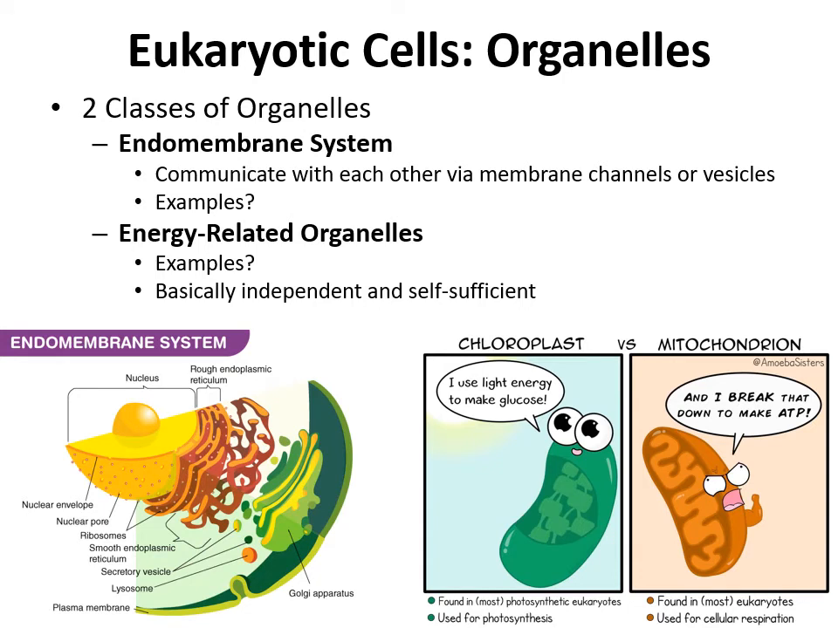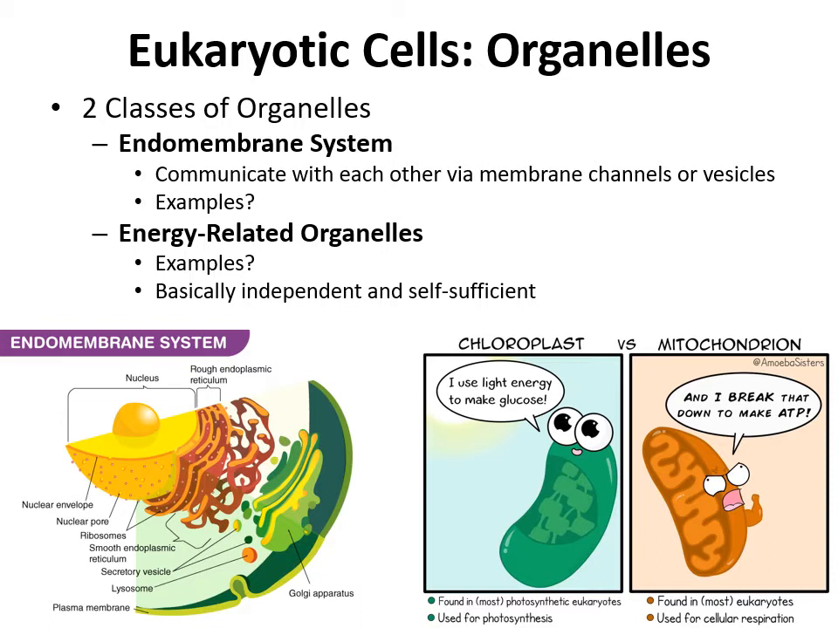Now, when we talk about eukaryotic cells, we said that they have internal membrane-bound structures, which we call organelles. And there are two different classes of these organelles. There's what we call the endomembrane system, which will communicate with each other via channels or vesicles. And vesicles, what that basically means is these little compartments or little sacs that the cell will produce to put things inside of. Now, the endomembrane system includes things like the nuclear membrane, things like the endoplasmic reticulum, and the Golgi apparatus. And we'll talk about these in more detail in a minute.